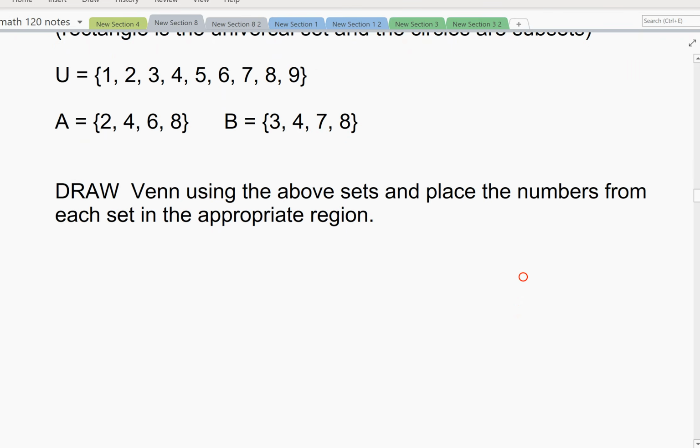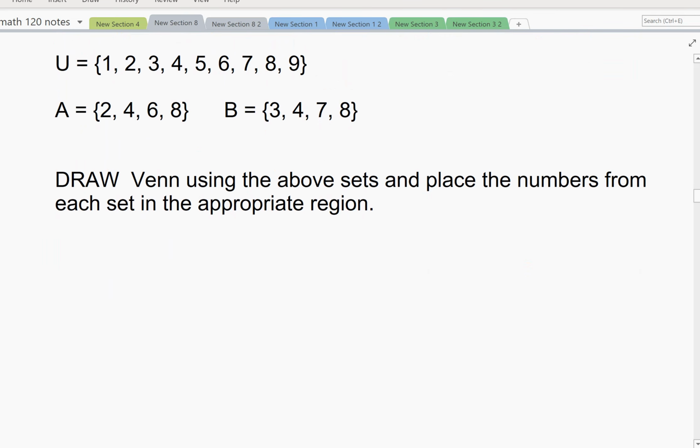Alright, so a very simple example: suppose U represents my universal set, so all of the numbers under consideration are the whole numbers 1 through 9. A and B are subsets of the universal set, right? Every number in A shows up in U, and every number in B shows up in U. I'm going to draw the Venn diagram using the sets U, A, and B, and place the numbers in the appropriate region in the Venn diagram.